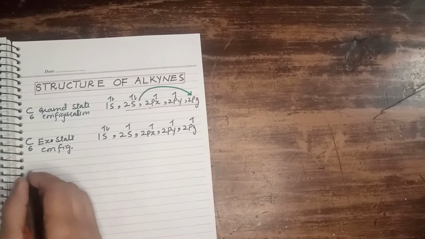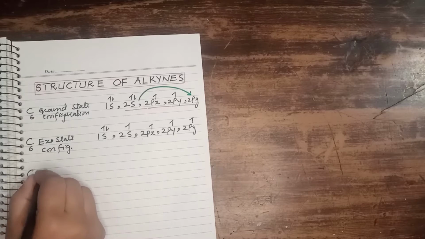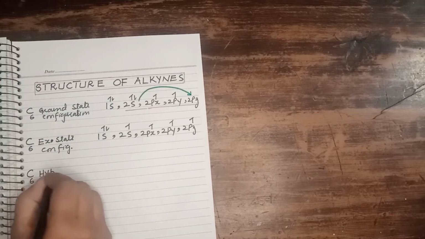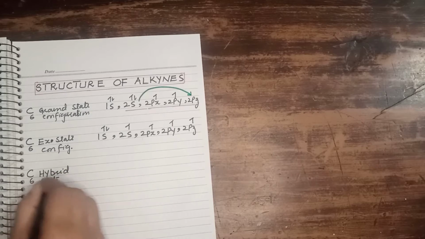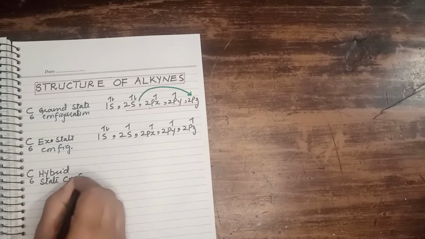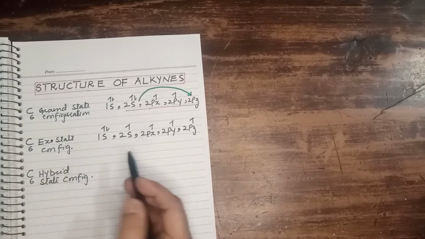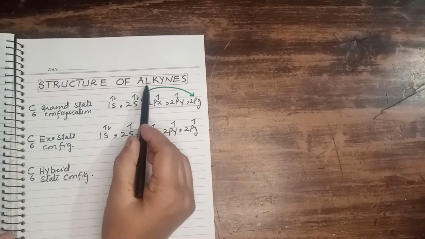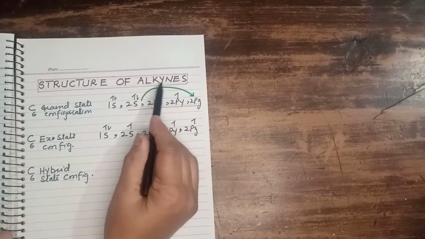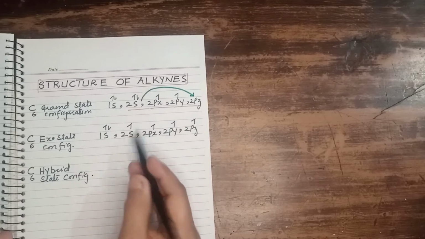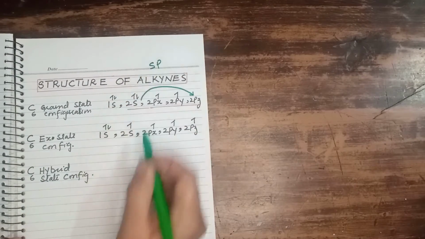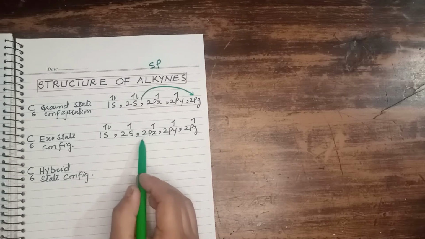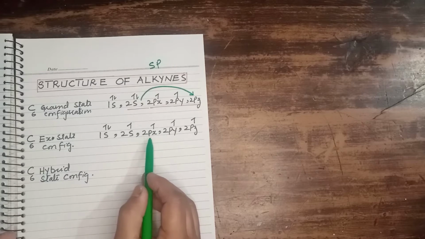Now carbon in the hybridized state. Hybrid state configuration of carbon. Since we know in alkynes the mode of hybridization is sp, right? In alkynes the mode of hybridization is sp hybridization. It means 1s and 1p, they will intermix.